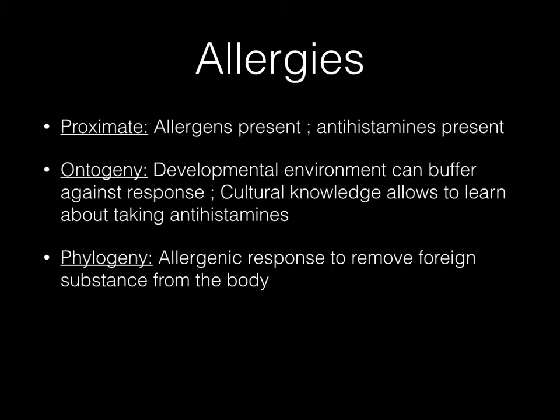We can look at a phylogenetic explanation, and we can look at this allergenic response to remove foreign substances from the body as part of our species history. All primates produce immunoglobulin E, which is the antibody that produces the immune response to allergenic substances. And we have inherited this from our primate ancestors.